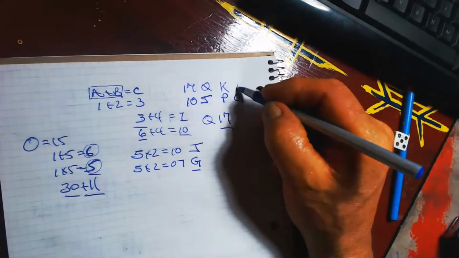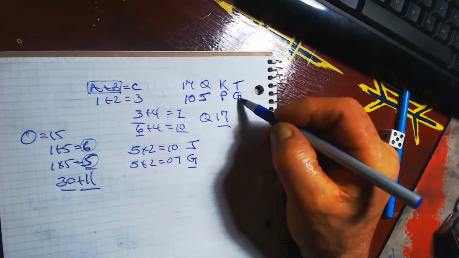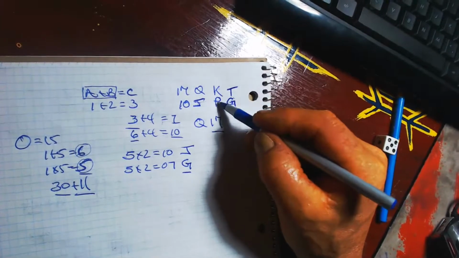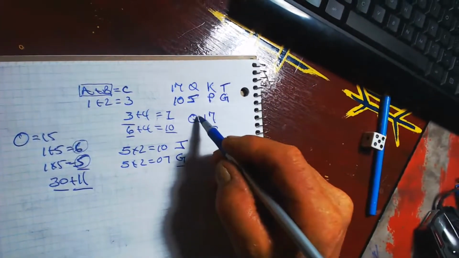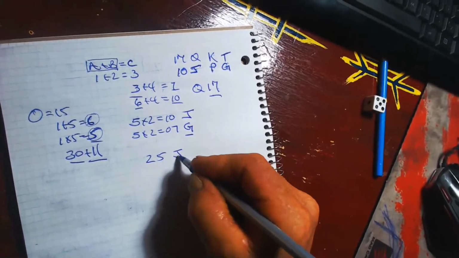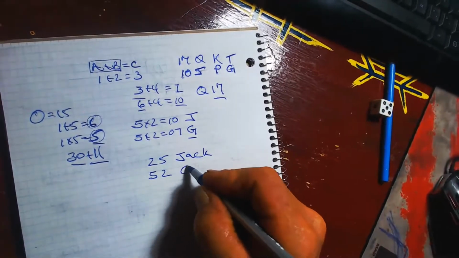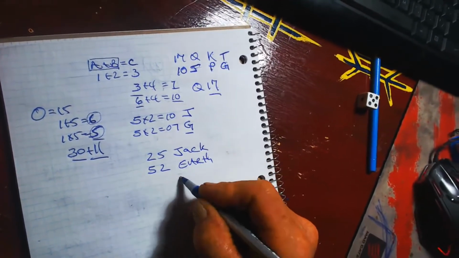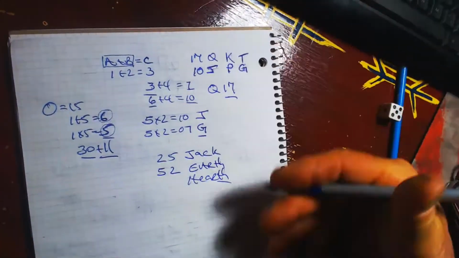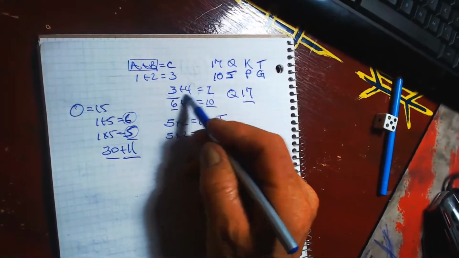The reverse of the G is T. Why is it G? Because 16, 1 plus 6 equals to 7. So what is QJ, KP, TG? Anyways, the result is number 17. Number 25 is for Jack. Number 52, 25 is for Earth, Heart. So I'm just showing you the basics. This number will recreate this number over here.